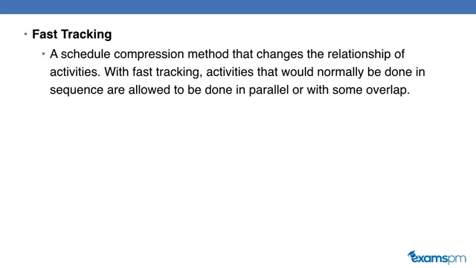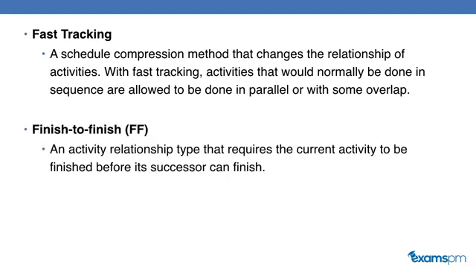Fast tracking is a schedule compression methodology that changes the relationship of activities. With fast tracking, the activities that would be normally done in sequence are allowed to be done in parallel in order to speed up the schedule.